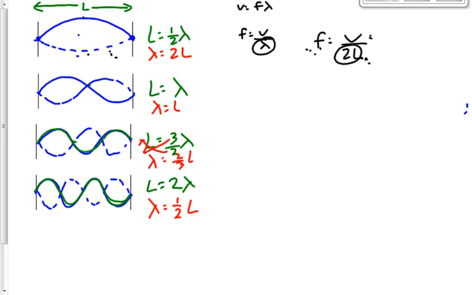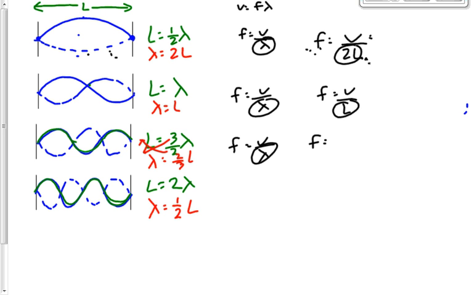We know that F is equal to V over lambda again, but this time lambda is L, so my equation would be V over L. We just sub in L for lambda. Let's do this one. F is equal to V over lambda. Let's sub in 2/3 L this time. That's not very neat, so let's tidy that up. It's the same thing as saying 3/2 times V over L. So V over 2/3 L is the same as 3/2 times V over L.